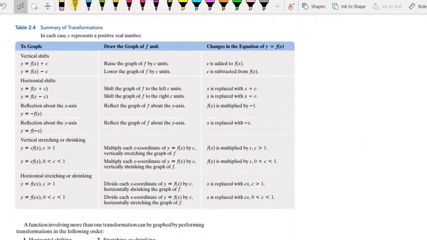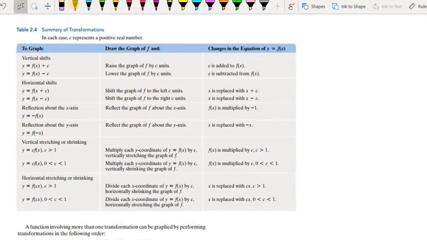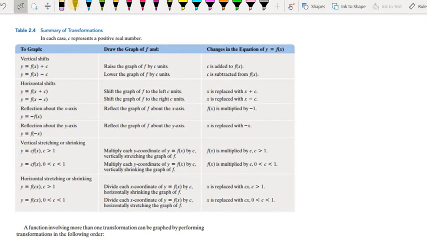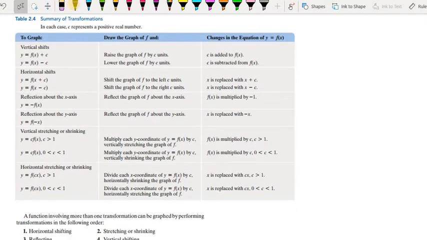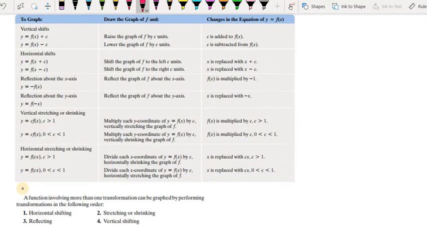So let's go ahead and look at this table summary of transformations. Basically in 2.5, we have learned all these transformations. You definitely want to pause this video and take a look at each piece. Before we start the next example, right here is very, very important. A function involving more than one transformation can be graphed by performing the transformations in the following order. So we need to follow this order.